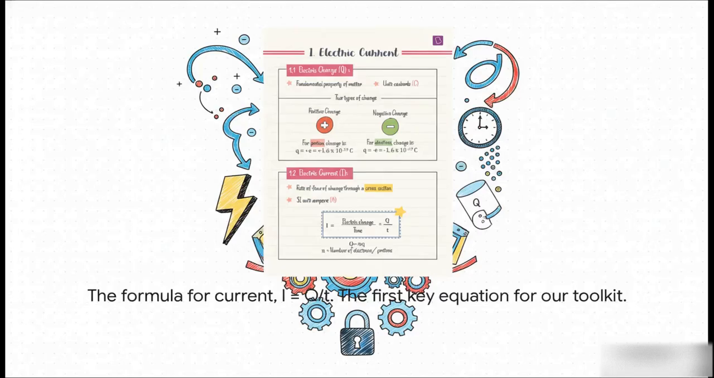And that brings us to our very first tool, our first key formula. It's super simple. Current, which we call I, is just the amount of charge, Q, divided by the time it took to flow, T. So charge per second. It's a really powerful little equation that connects how much stuff is flowing to how fast it's flowing. Make sure you get this one into your toolkit.